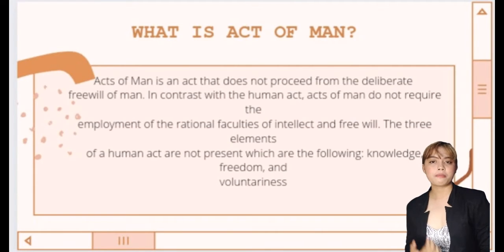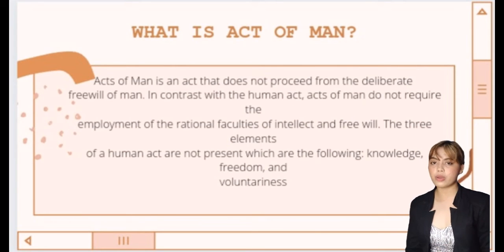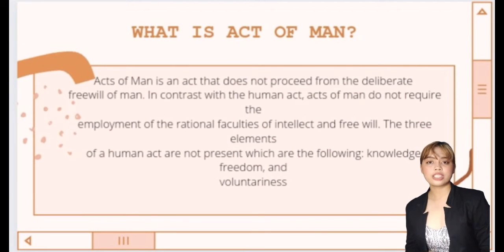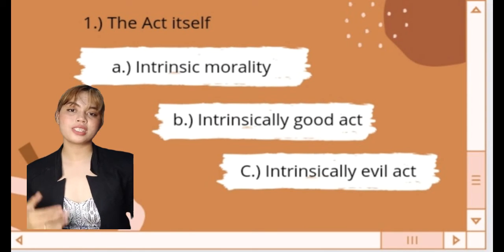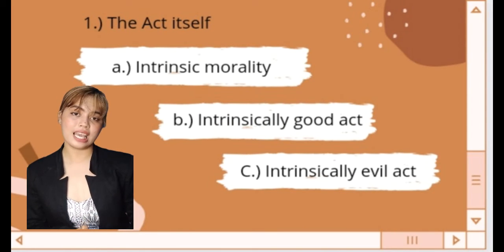For example, breathing, digestion, circulation of the blood in the body. These are natural processes within the body that continue to function without the use of free will and reason. They just happen naturally, automatic responses to the situation. Unlike human acts, in acts of man there are no elements of knowledge, no elements of freedom, and no elements of voluntariness. So these are the determinants of the morality of an act.